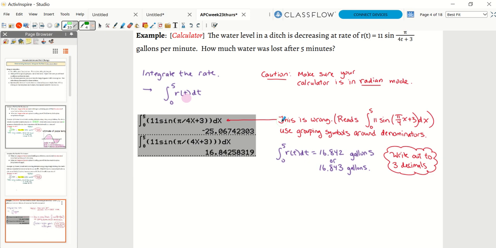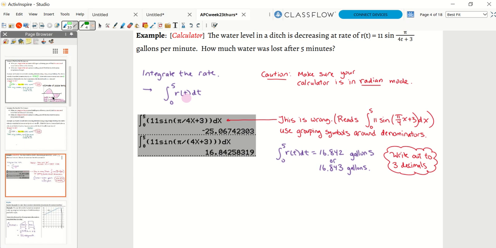The next slide, it's the same foundation applied to a different context, like I said multiple times already. Now the context is water decreasing at a rate. So we have the rate, which is related to the velocity function. So we're going to insert that rate, this into this right here. And then we have 5 minutes, so 0 to 5. And then you literally just put this in your calculator like I showed you earlier, okay?